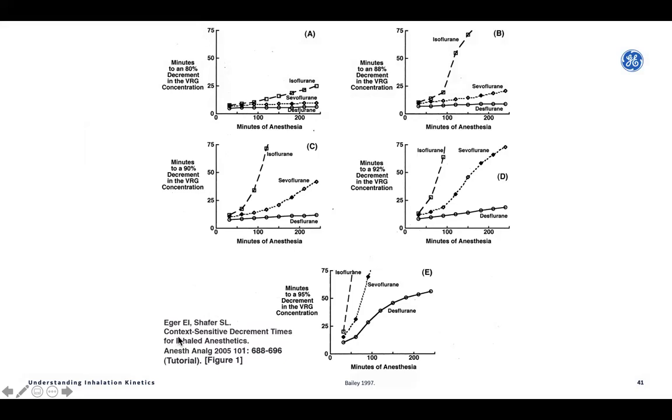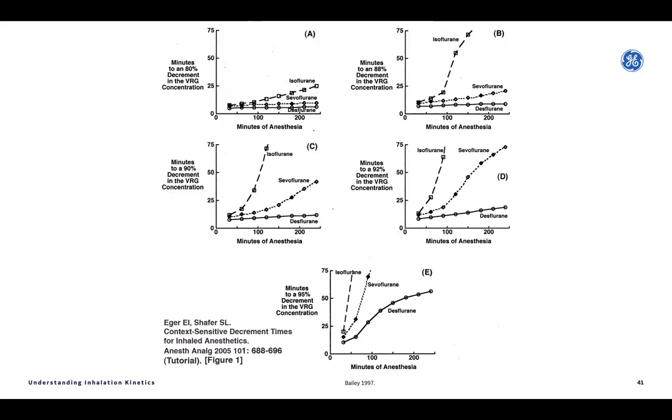Well, Eger and Shafer in 2005 used GasMan to study the context-sensitive decrement times that could be simulated and would allow prediction of wake-up times from various anesthetics. What they found was, if you give an anesthetic of duration up to 300 minutes and look for the 80% reduction, this is how many minutes it takes for the patient to reach that level.